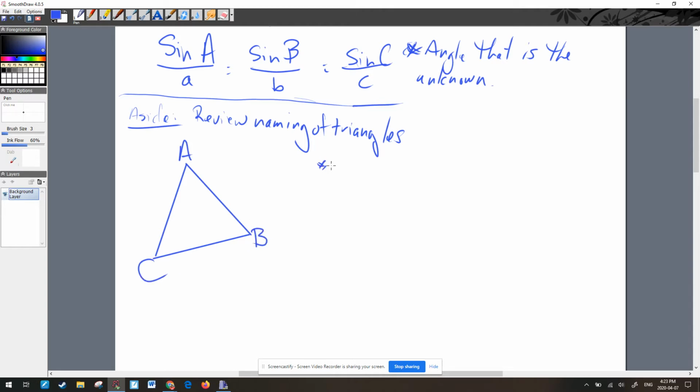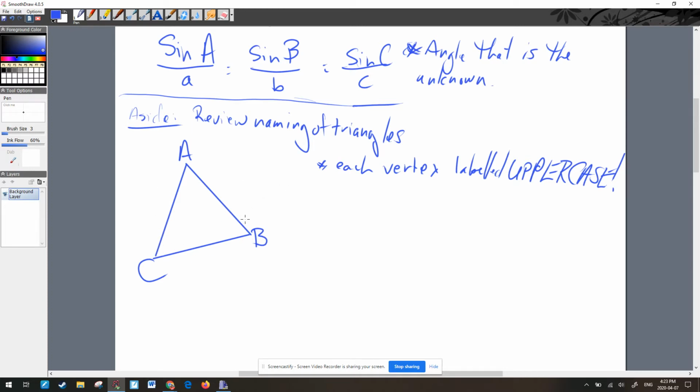So it's important to know each vertex is labeled uppercase. Okay, so vertices are always labeled with uppercase letters.